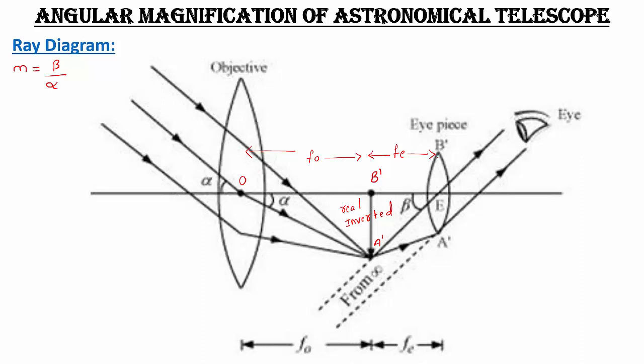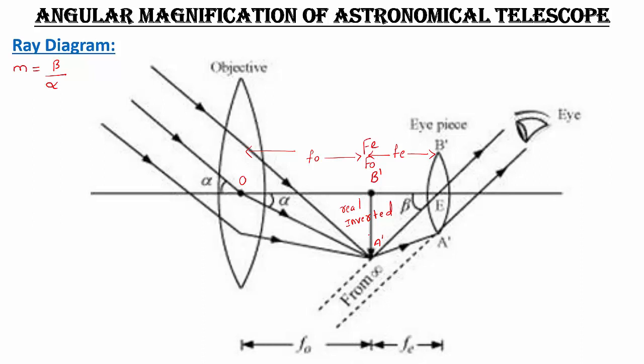Here the objective lens and eyepiece are fixed at the free ends of this telescopic tube, or this metallic tube. This metallic tube is itself acting as the principal axis. On this tube, I am going to consider the objective and eyepiece lenses, fixed at the free ends. Now I am going to adjust these two lenses in such a way that this image is formed exactly at the principal focus of the objective as well as the eyepiece.